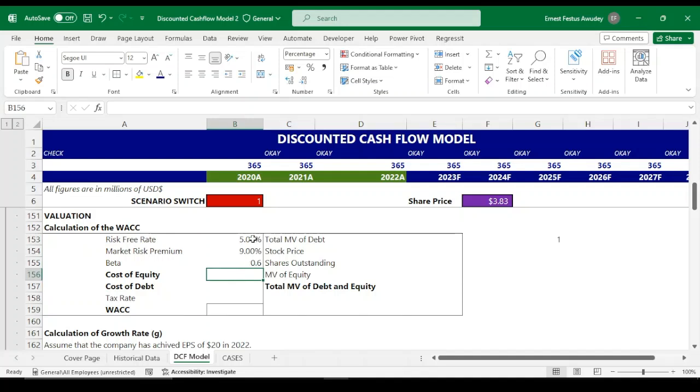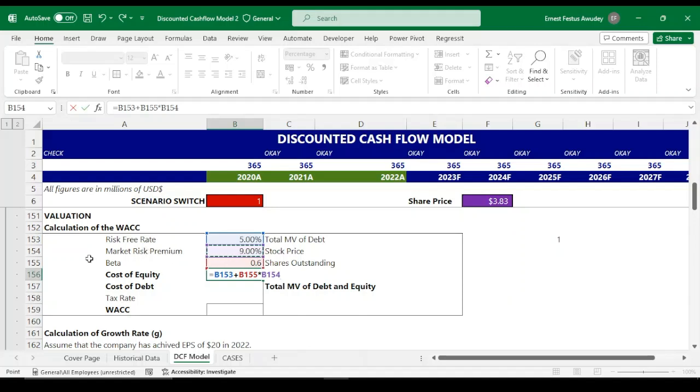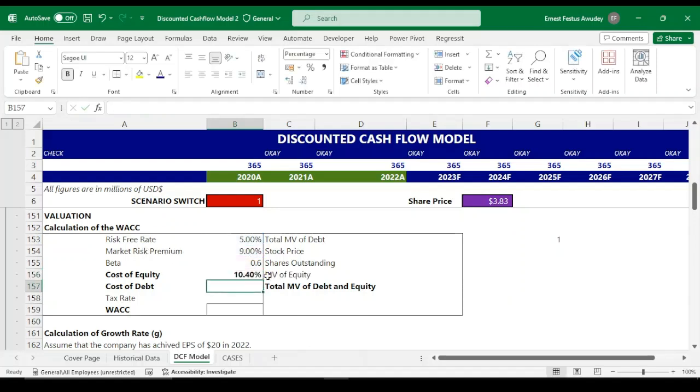And then with this, we can now calculate our cost of equity using the CAPM formula. So what is the CAPM formula saying? It is the risk-free rate of return added to the beta multiplied by our market risk premium there. So I have that, and so our cost of equity is going to be 10.40%. So that is the cost of equity.